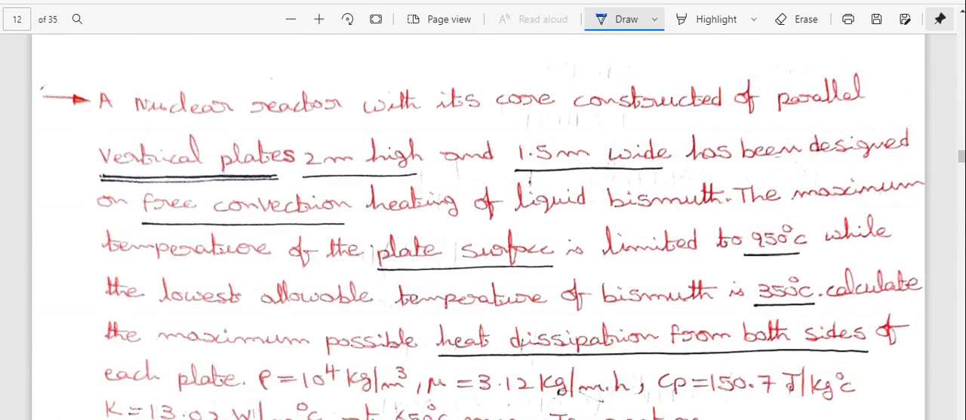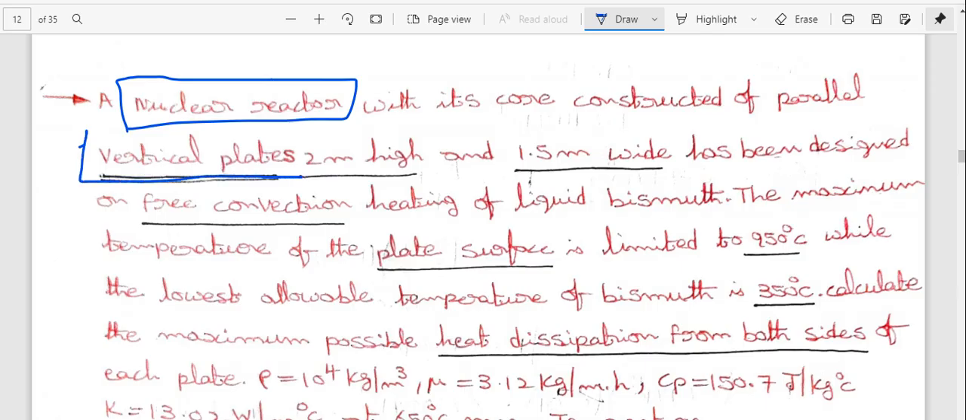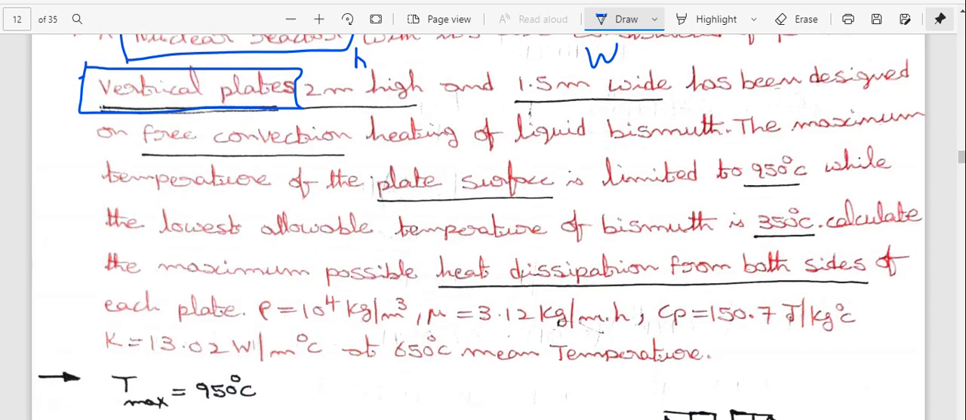Coming to the next question, a nuclear reactor. The main object is a nuclear reactor with its core constructed of parallel vertical plates, 2 meters height, H equal to 2 meters, and width W equal to 1.5 meters, designed on free convection. So this problem is free convection. The heating fluid is bismuth.